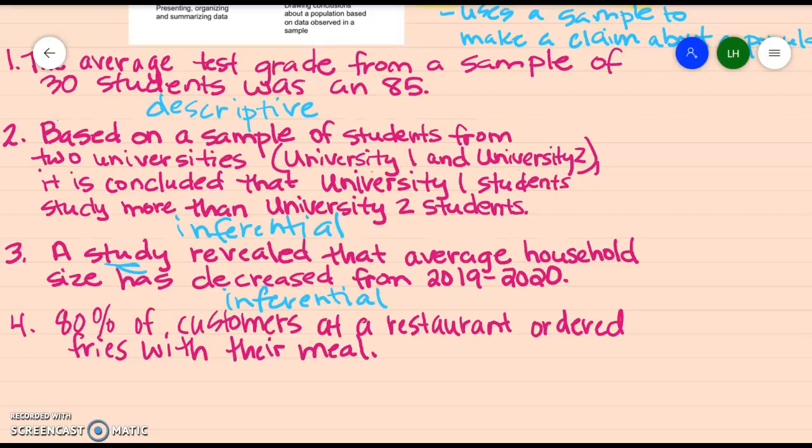And then the last one, 80% of customers at a restaurant ordered fries with their meal. Here we're describing data from a particular restaurant, so that would be descriptive.